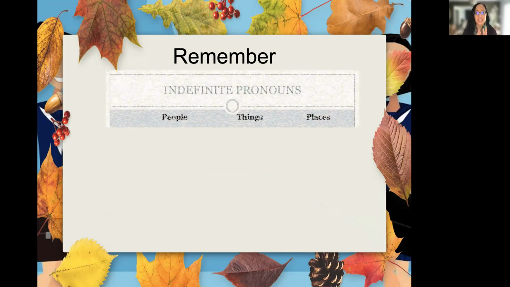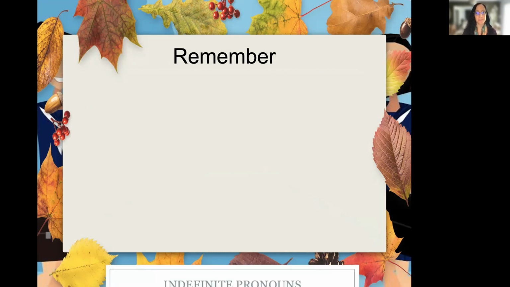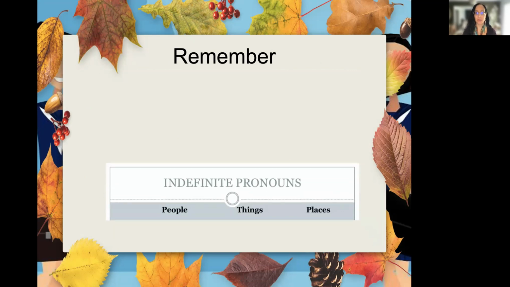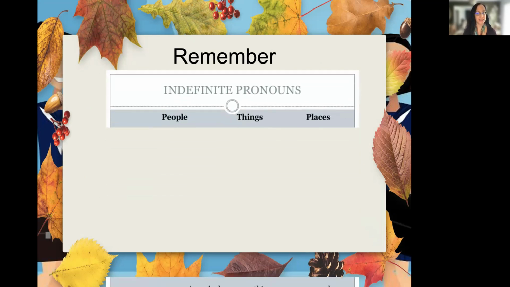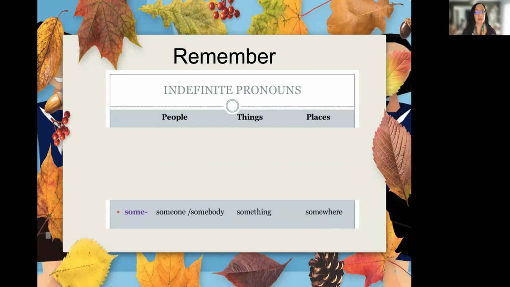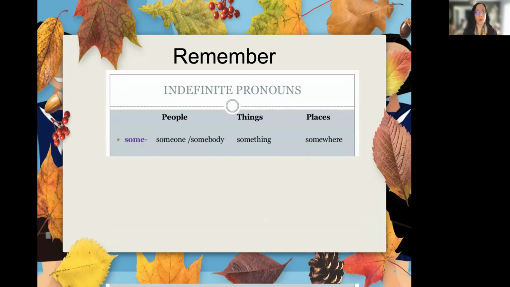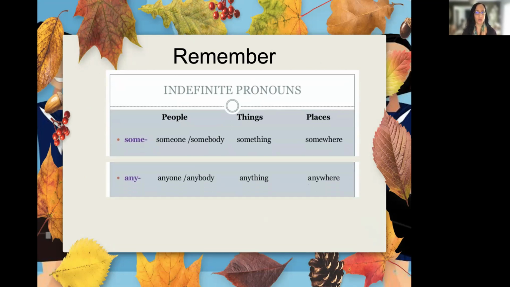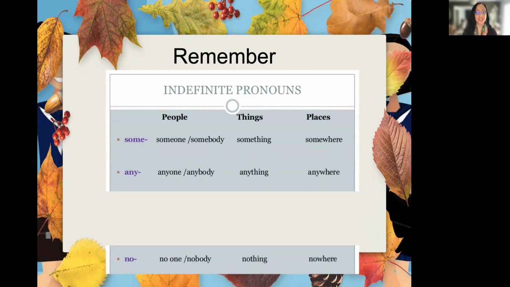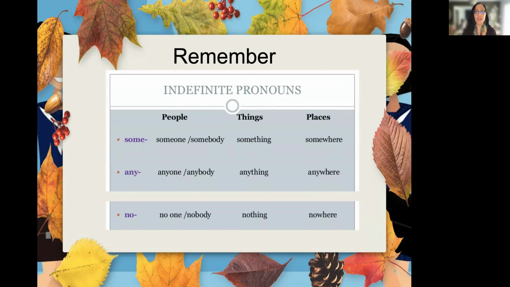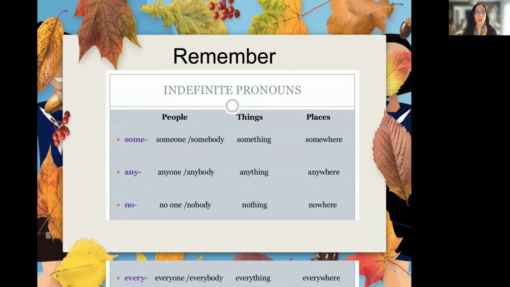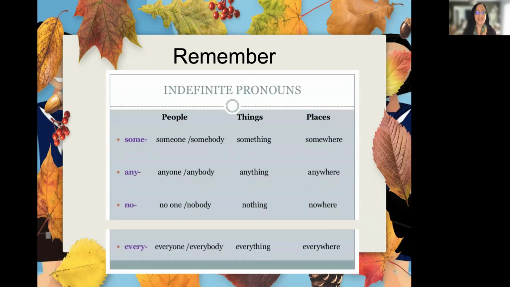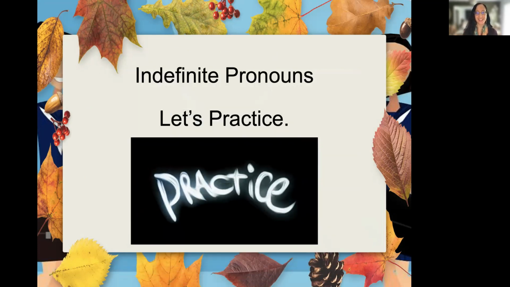Now, just to remind you, as the cheat sheet here, those indefinite pronouns, remember, are people, things, or places. We have someone, somebody, something, and somewhere. Same thing with any. Are you repeating? Come on, join the class. We have no one, nobody, nothing, and nowhere. Come on, everyone. Everything, everywhere, we're practicing. Come on, you ready? These should be easy for you now.